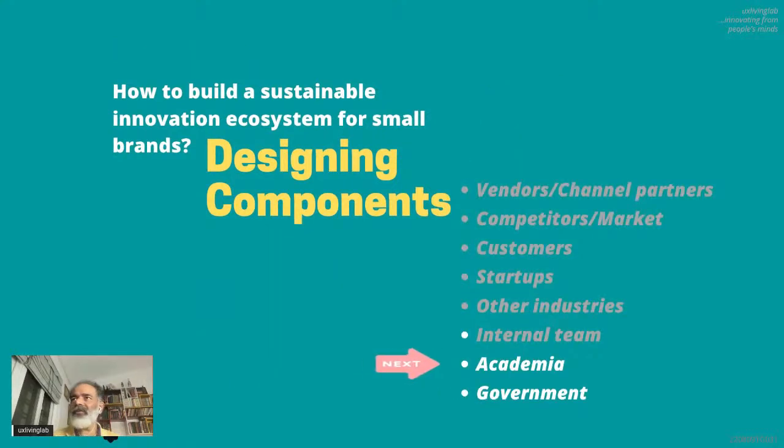Okay, next week I will come back with the next component of the ecosystem, that is academia. So you have already completed six components, including the internal team. Now the rest are academia and government. So next week we'll be talking about academia.